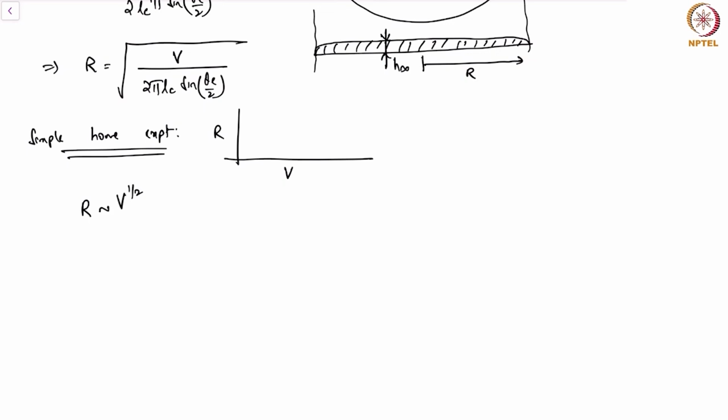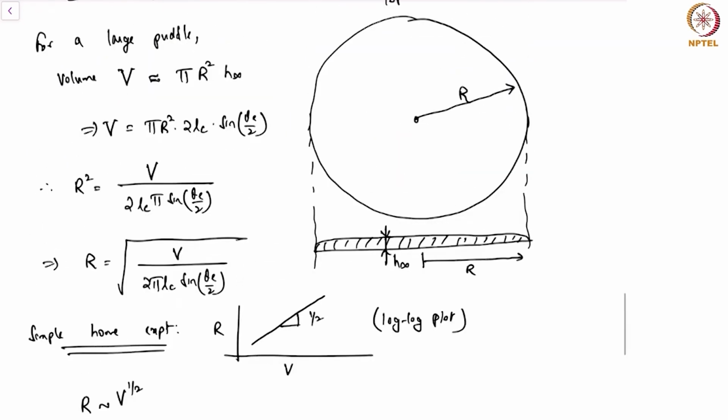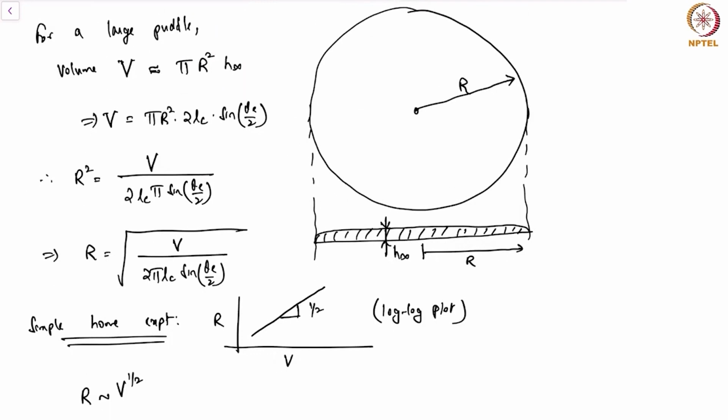So if you were to pour water, now what you should do is, in the log scale, you should get a V power half. This is in the log plot. If you do a log plot, the slope should be half. So you can test this to see how good is the prediction that we've got using this very simple static analysis that we have done. Okay. So in this lecture, we have seen the shape of the puddle. We have determined the radial extent of the puddle. This concludes the discussion on droplets on smooth surfaces.